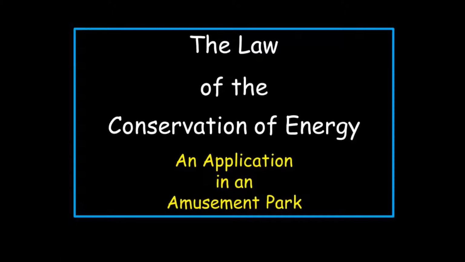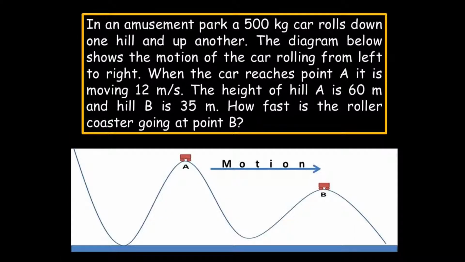class. In an amusement park, a 500-kilogram car rolls down one hill and up another. The diagram below shows the motion of the car rolling from left to right. When the car reaches point A, it is moving 12 meters per second. The height of the hill A is 60 meters and hill B is 35 meters. How fast is the roller coaster going at point B?